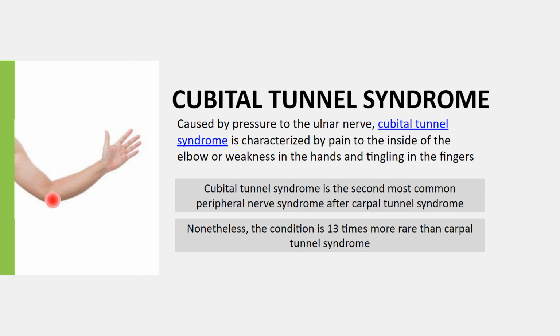Last but not least, we have cubital tunnel syndrome, which is caused by pressure to the ulnar nerve. There are numerous causes for cubital tunnel syndrome. Excessive force applied to the elbow for a long time, such as resting your arms on a hard armrest, or frequent bending of the elbows, such as holding a cell phone to talk, can lead to the condition.